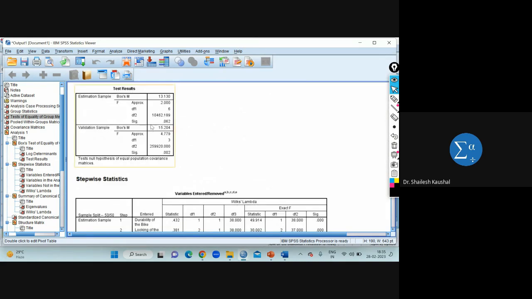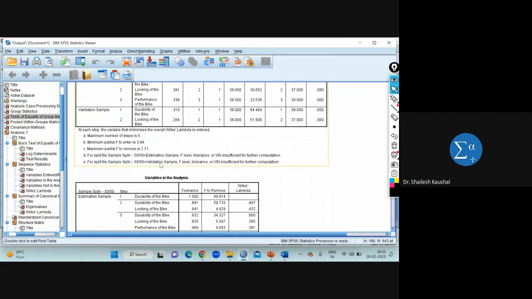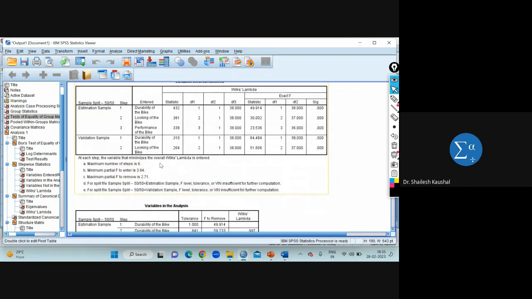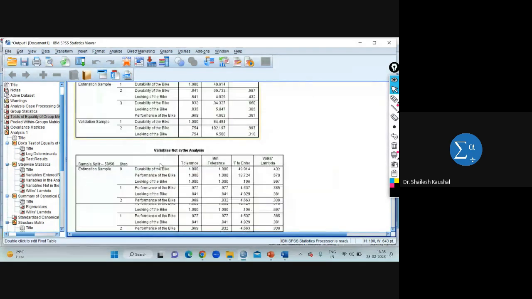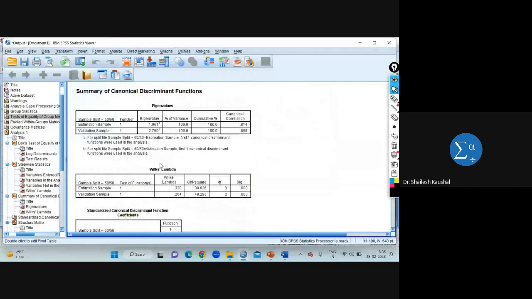Now you can see the significance, the p value for estimation, the result is good, 0.06. Box's M score is non-significant, but for validation it is less, it is not good. Now in stepwise, the main, where is the main table?